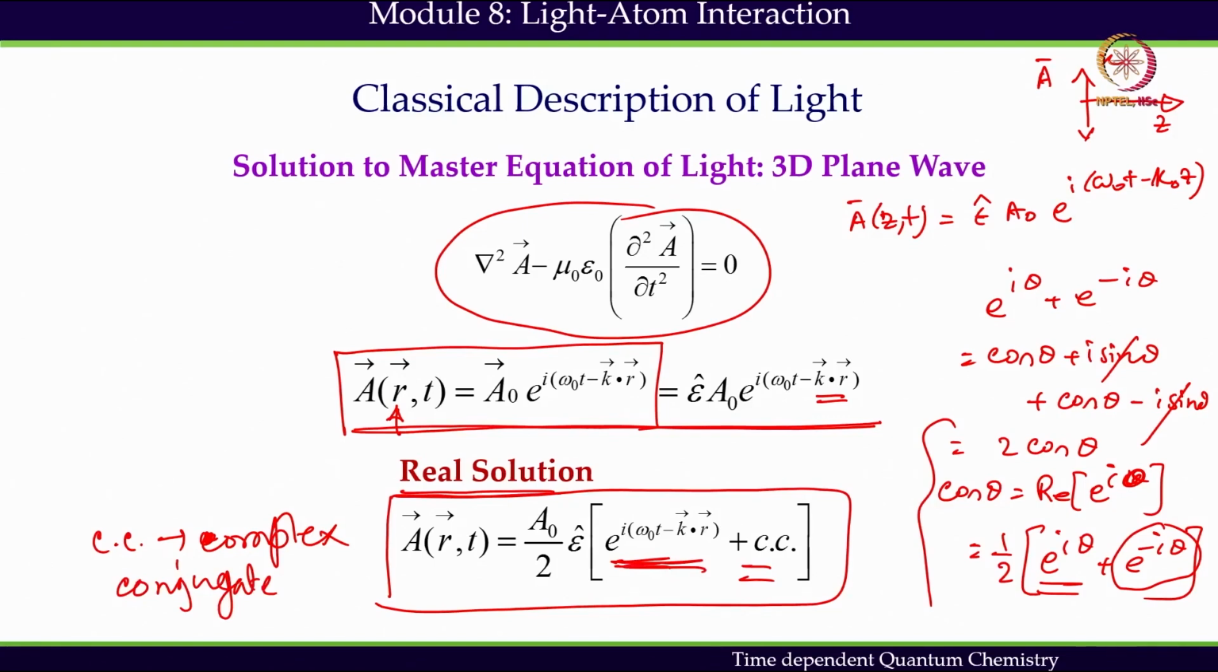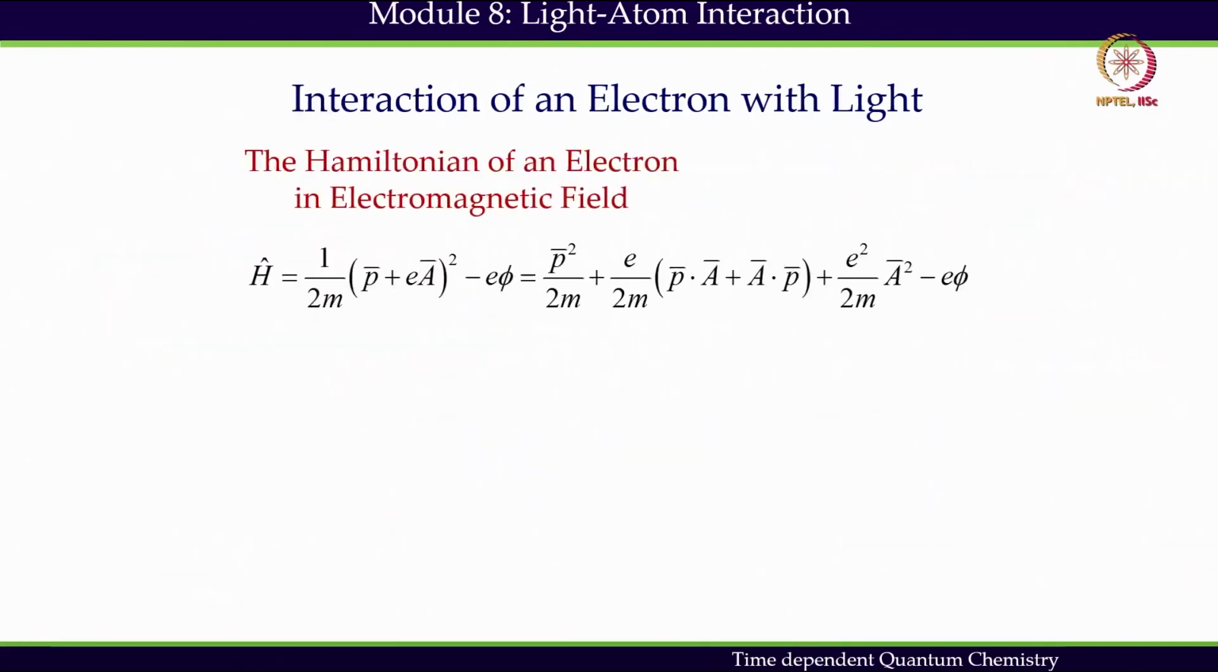So this is what the light looks like. I have vacuum, and I have light propagating through the medium. It means the vector potential is propagating through the medium, and I have an atom, and this vector potential is now going to interact with this atom in terms of potential.